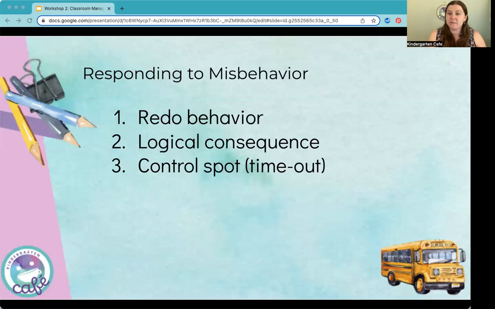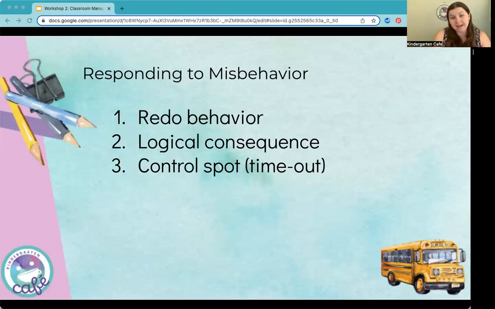So if it's the first time the student misbehaves, I just have them redo the behavior with the correct language and the choices. So scissors are for cutting paper, right? If they're trying to cut a pencil or scratch the table, scissors are for cutting paper. That's it. I walk away.